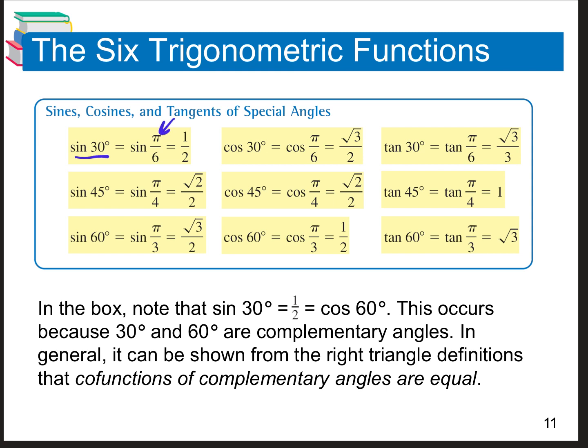Pi over 6 and 30 degrees are the same if you were to convert them. But I want you guys to think about something from what we talked about last week. Anything that's on the unit circle, you could take the ordered pair and tell me what the sine and cosine are. So what is at 30 degrees or pi over 6, what's the y value of this ordered pair?